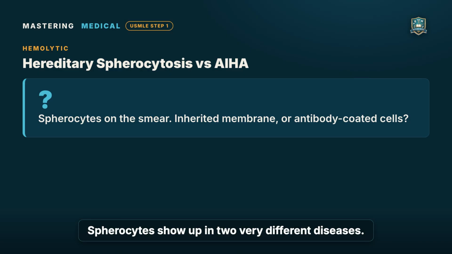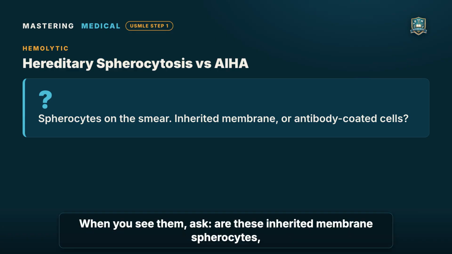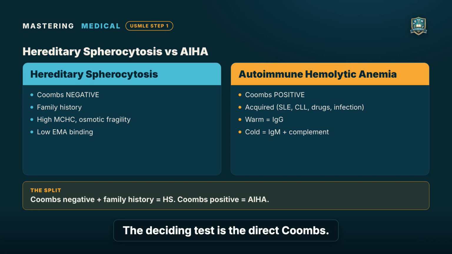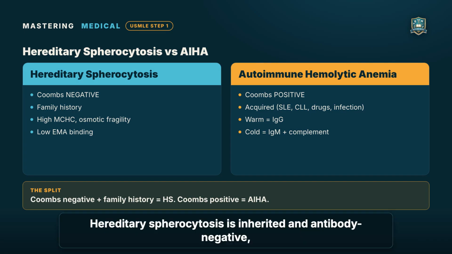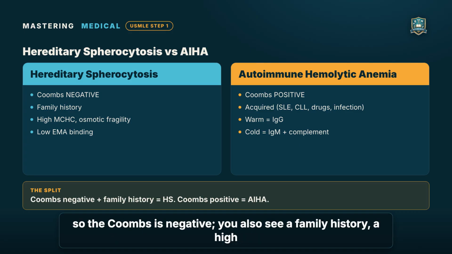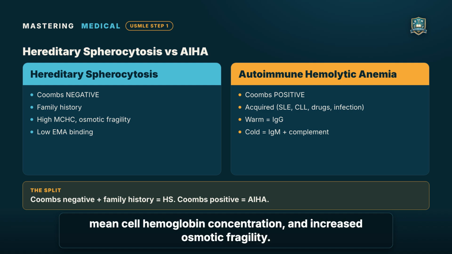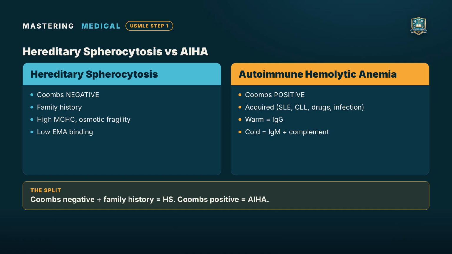Spherocytes show up in two very different diseases. When you see them, ask, are these inherited membrane spherocytes or red cells coated by antibody? One test settles it. The deciding test is the direct Coombs. Hereditary spherocytosis is inherited and antibody negative, so the Coombs is negative. You also see a family history, a high mean cell hemoglobin concentration, and increased osmotic fragility.